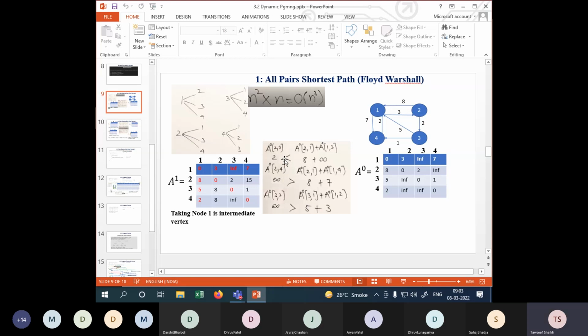So when I see the value A0 2 comma 4, this is 2, this is 4. The second row and fourth column, that's infinity here. So when I go to the right hand side, A0 2 comma 1, this is 2, this is 1, that's equal to 8, plus A0 of 1 comma 4, this is 1 and this is 4, that's equal to 7. So 8 plus 7, that's 15, and 15 is less than infinity. So we need to relax it here, replacing the value infinity by 15.